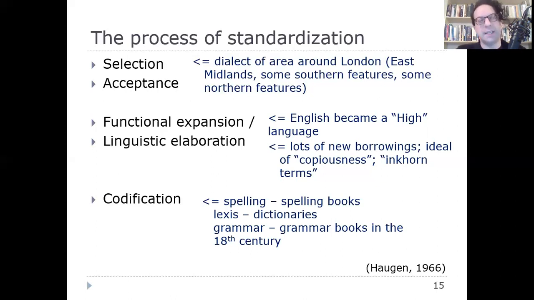And then lastly, in the process of standardization, there's also something called codification. And this is the aspect that says, well, if we are to have a standard language, there must be some way of, for example, looking up what is the correct way of using the language. So in our case, we have the first spelling books, the first dictionaries, the first grammar books, and so on, coming up round about the early modern English period as well.